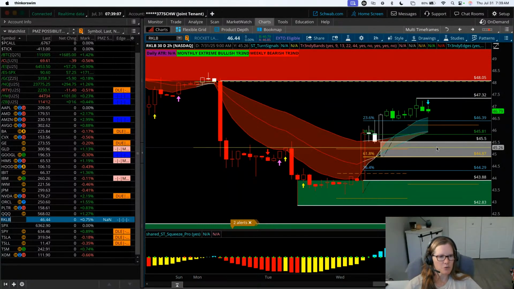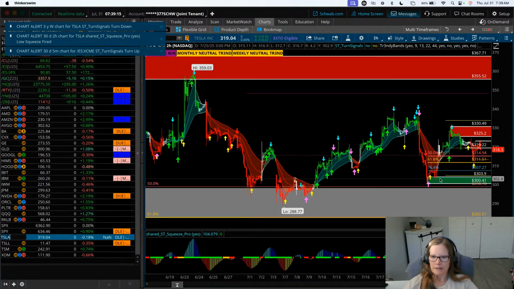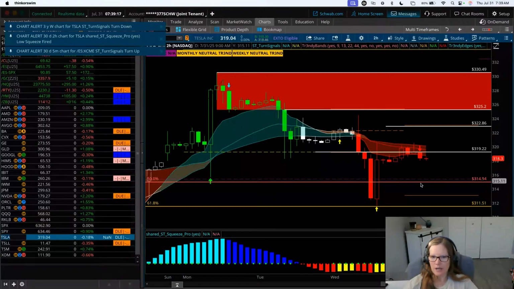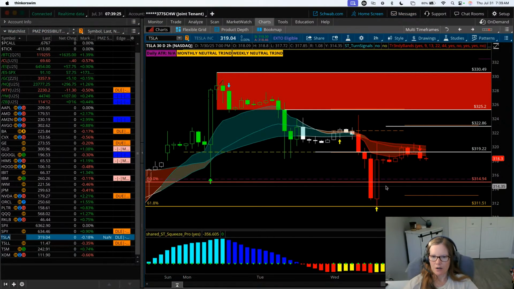Tesla is stuck between a range, guys. That's just all I can say about that. It's trading in a range and it's down if anything. It's looking way more bearish than the overall market. I'm going to leave that alone unless I was looking for a swing trade.